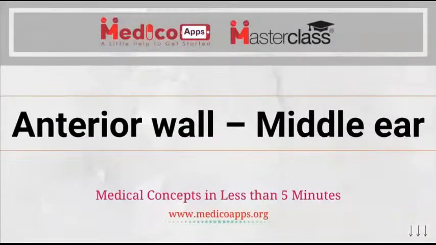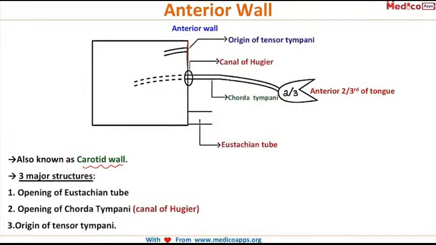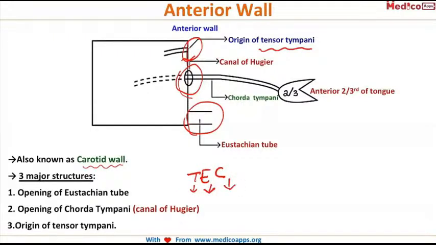Now let's look at the anterior wall of the middle ear. The anterior wall is also known as the carotid wall. So this is the anterior wall we're looking at. It has three major structures. That is the opening of the eustachian tube over here, the opening for the chorda tympani nerve over here, and also there is the origin of tensor tympani. Please remember these three structures. You can remember it as TEC. T is for tensor tympani, E is for eustachian tube, C is for chorda tympani.